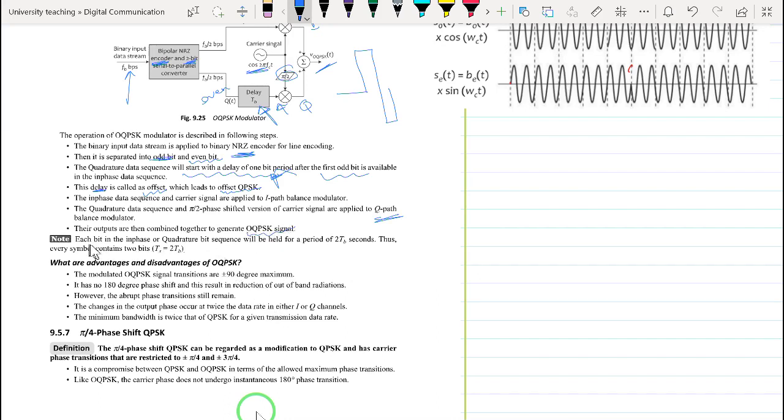What we observe is that each bit in the I phase or Q bit sequence is held for a period of 2 TB seconds, and that every symbol contains 2 bits, and therefore the symbol period is equivalent to 2 bit durations.